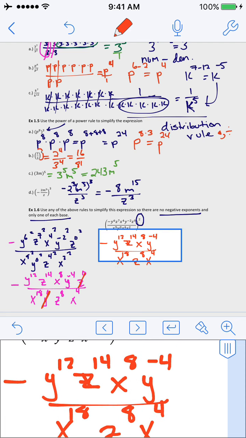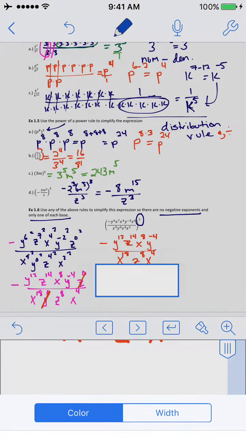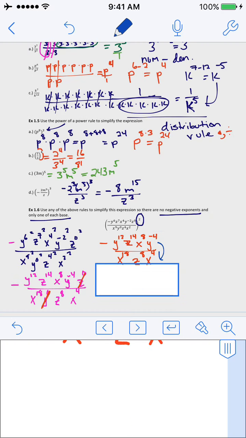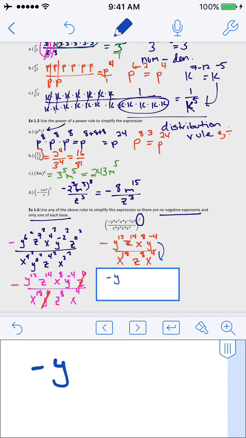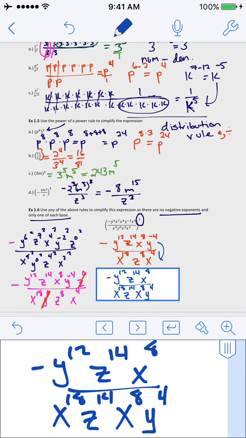I see a negative exponent that I can get rid of, so I'm going to move it to the bottom. Y to the negative 4th is the same thing as 1 over y to the 4th, which will now go to the denominator. So I have negative y to the 12th, z to the 14th, x to the 8th, over x to the 18th, z to the 8th, x to the 4th, y to the 4th. Sorry, not x to the 8th in the denominator, x to the 4th.